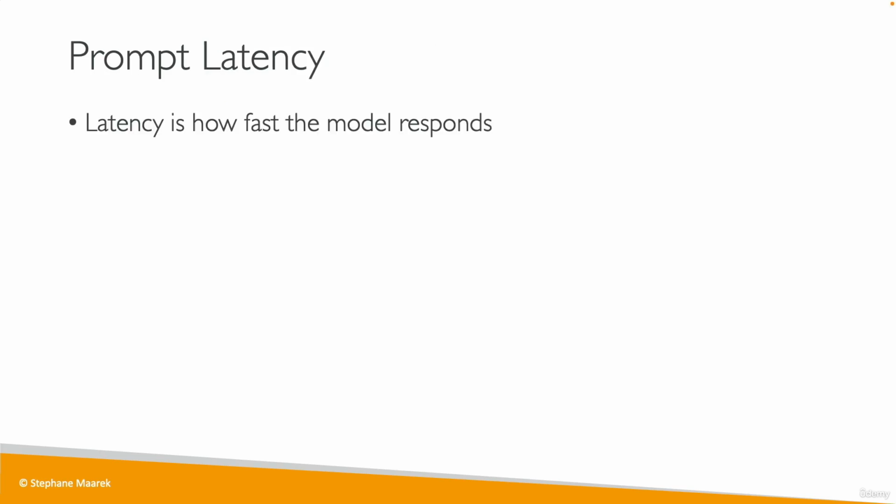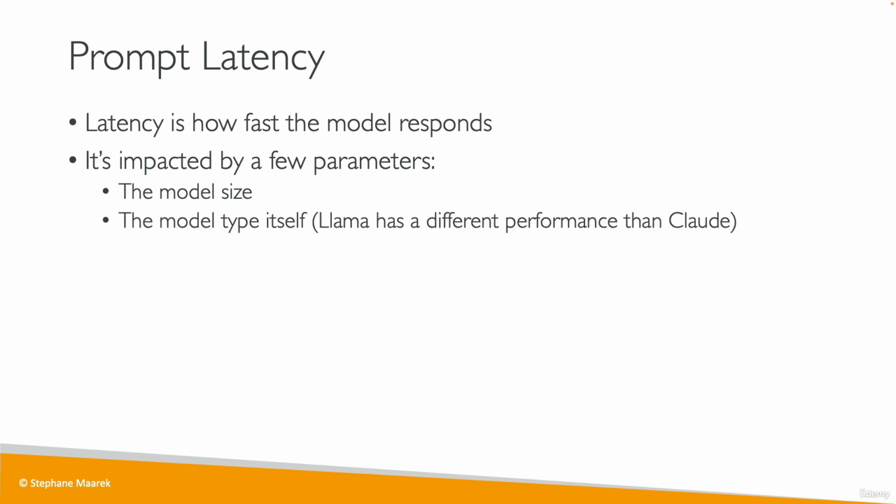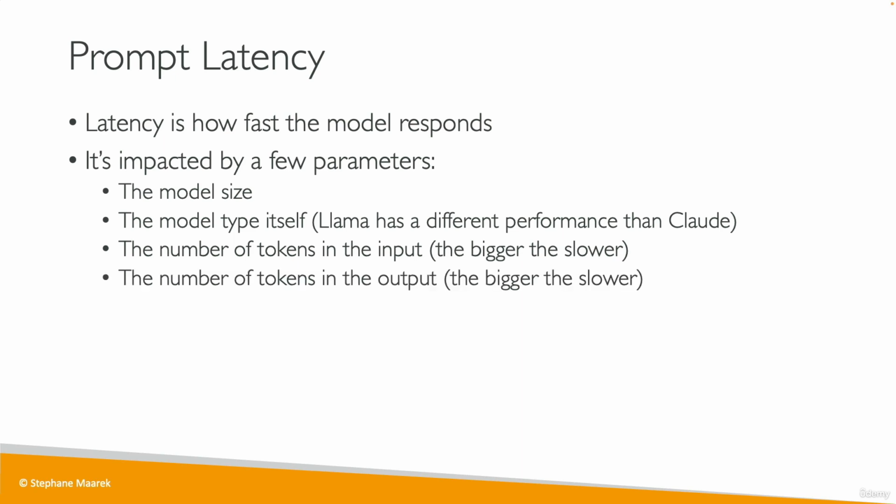So what about prompt latency? Latency means how fast the model is going to respond to your inputs, and it's impacted by a few parameters. For example, the model size, so how big or how small the model is, and you have different sizes as we've seen before. The model type itself, for example, Llama is going to have a different performance than Claude. And also the number of tokens in the input. The more context you give in the context window, the slower it's going to be. And of course, the bigger the output, the slower it's going to be as well.